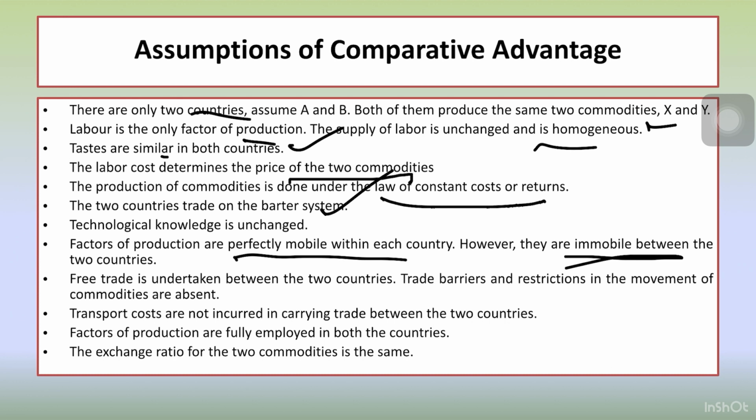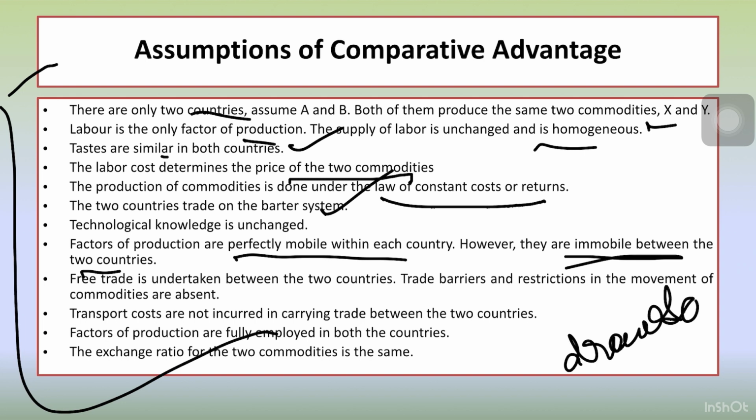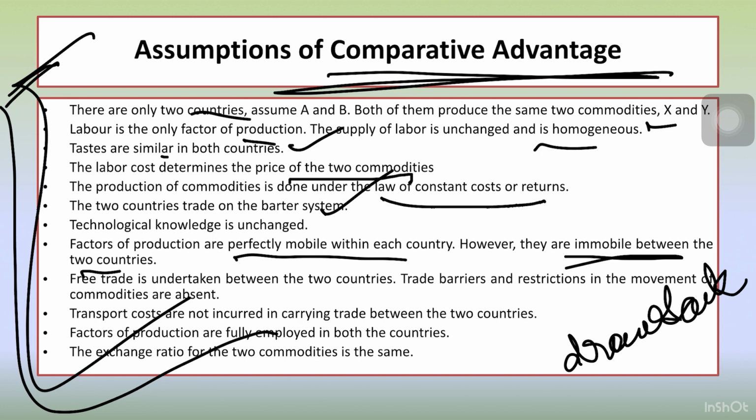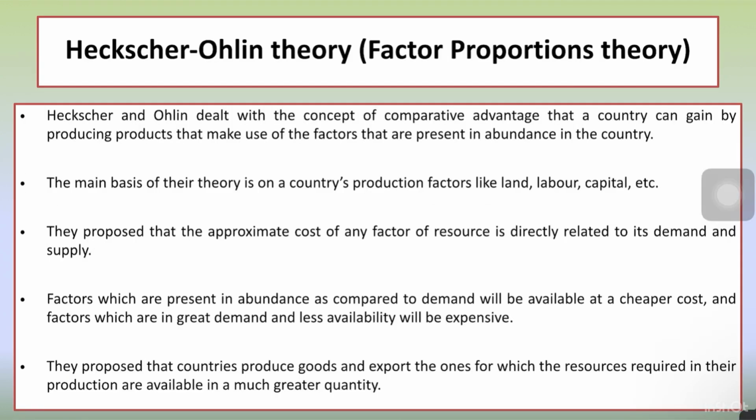However, they are immobile between the two countries. Then free trade is also taken into account, transport costs are not incurred, factors of production are fully employed, and the exchange ratio of the two countries is the same. Now, whatever are the assumptions of this theory, these are also the drawbacks. If there's a question on what are the limitations of comparative advantage, just quote all these assumptions. Okay, so the last theory for today is the Heckscher-Ohlin theory, also known as the factor proportion theory.